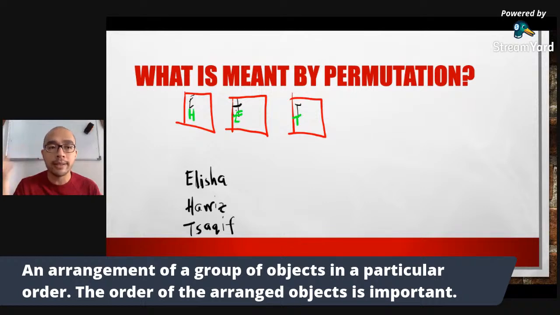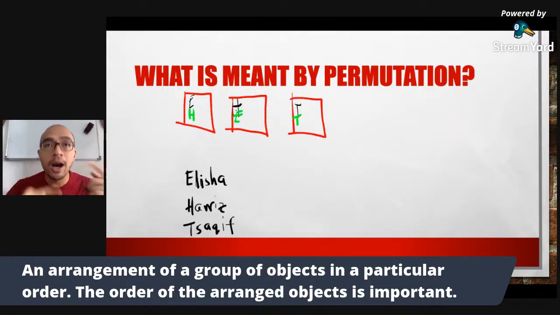When you permutate a certain situation, it is an arrangement. So when you ask how many permutations there can be, you're basically asking how many arrangements there can be. But the important thing about permutation is that the order is very important. When we arrange Alicia, Haris, and Sakif, it is a different permutation than Haris, Alicia, and Sakif, because the order in which they are arranged is very important. That's the idea behind permutation.